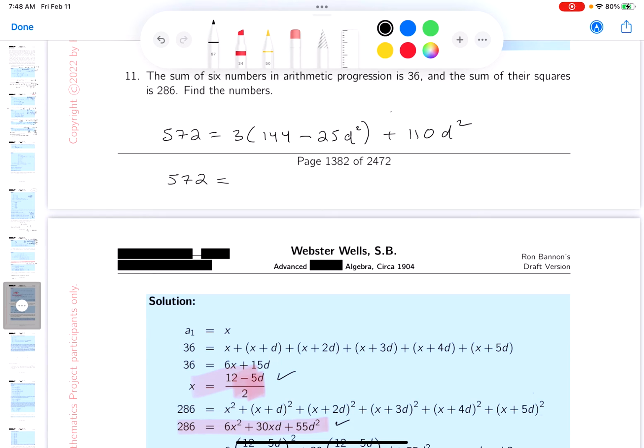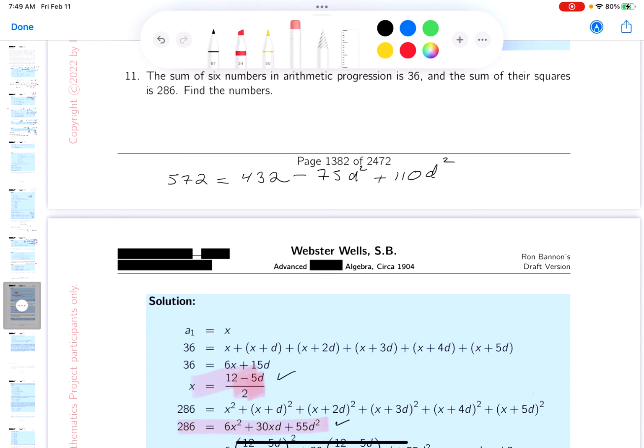572. Let's see, 3 times 144 is 300, 120, and 12. And what do you get there? 432. Again, 3 times 100 is 300. 3 times 40 is 120, and 3 times 4 is 12. If you add that together, you would get 432. Minus 75D squared plus 1110D squared. Well, again, things appear to be getting a little bit easier.